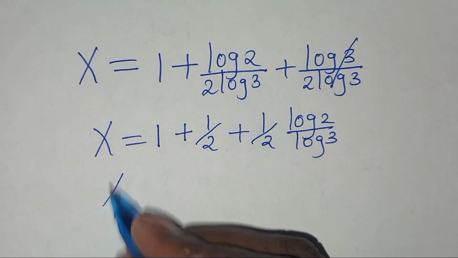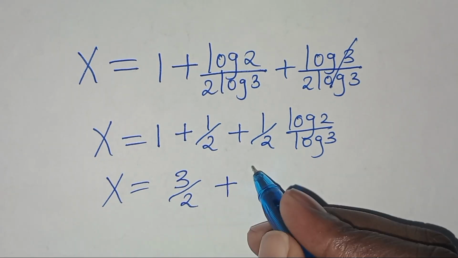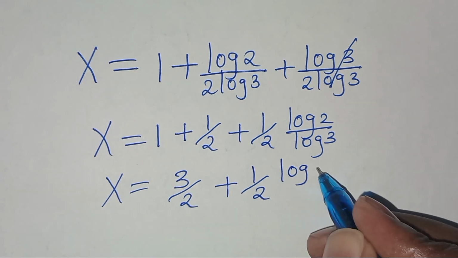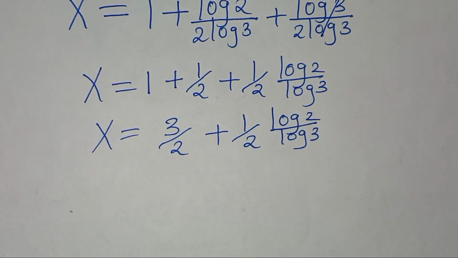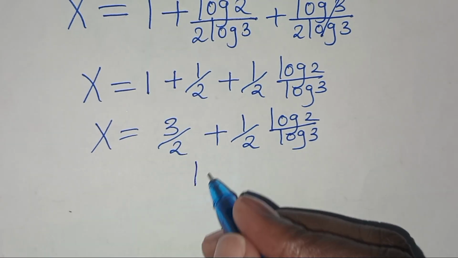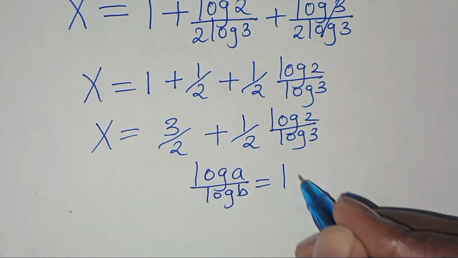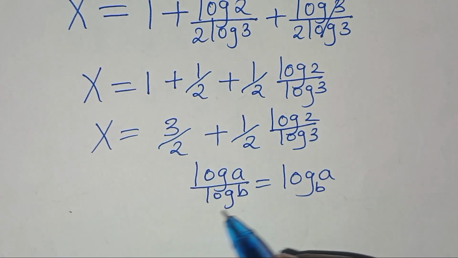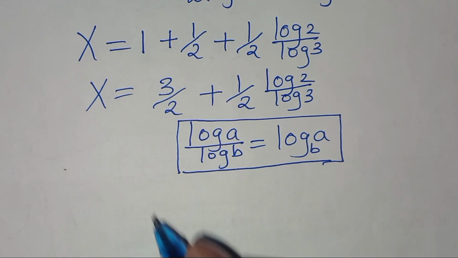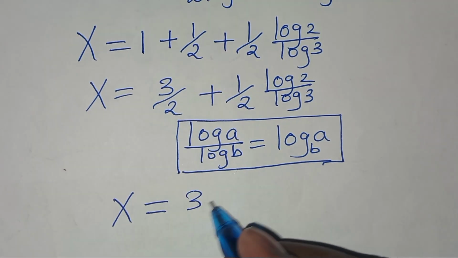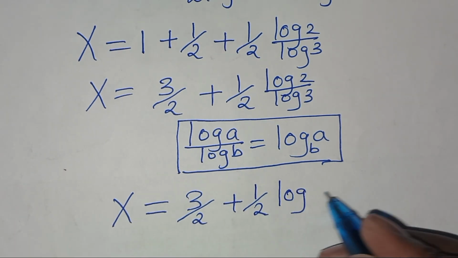So let's combine. This is 1 plus a half. This is the same thing as 3 over 2 plus a half, log 2 divided by log 3. So as you can see here, log 2 divided by log 3 is in the form of log a divided by log b, which we can express as log a to base b. So applying this logarithm property, then it follows that the value of x will be equal to 3 over 2 plus a half log 2 to base 3.